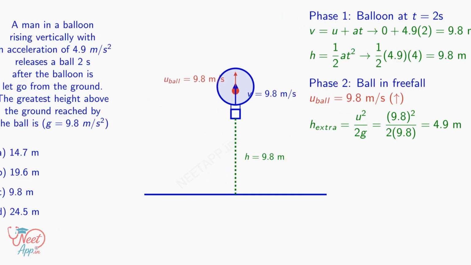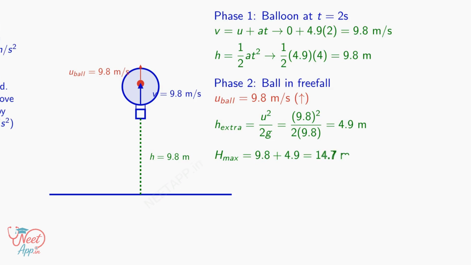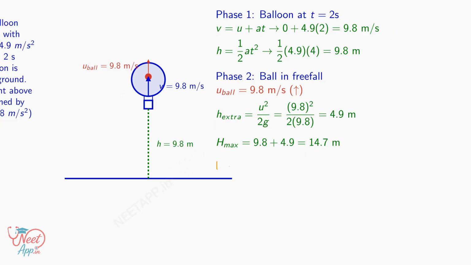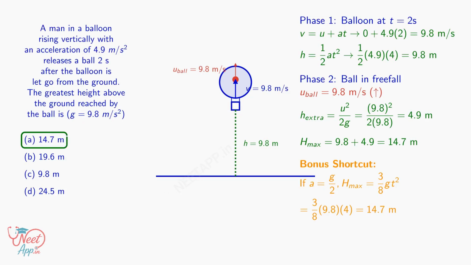To find the total maximum height from the ground, we simply add the balloon's height and this extra height, giving us 14.7 meters. Want a 5-second shortcut? Whenever balloon acceleration is exactly g by 2, the total max height simplifies directly to 3/8 g t squared. Plug in t equals 2 and you get 14.7 meters instantly.